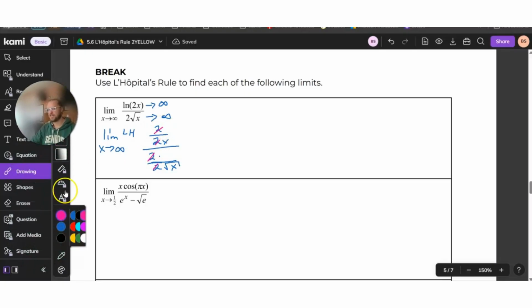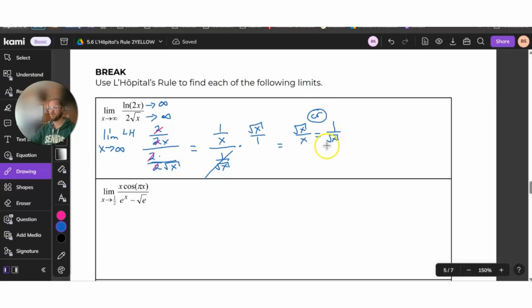And so that just gives me 1 over x over 1 over square root of x. And then I would keep, change, flip, which times would be the square root of x over x, which is also really just 1 over root x. I don't care which one. Either of those work. Both are right.